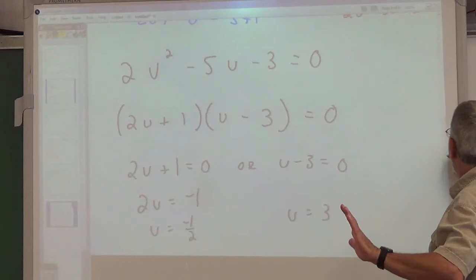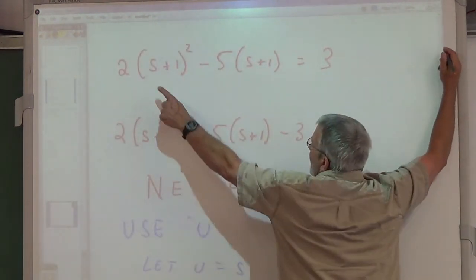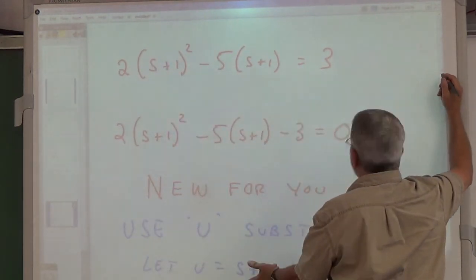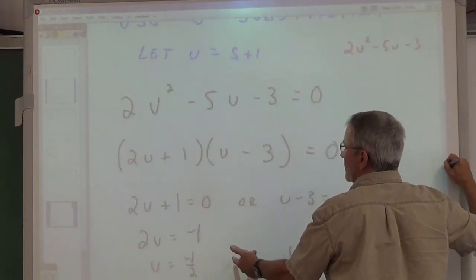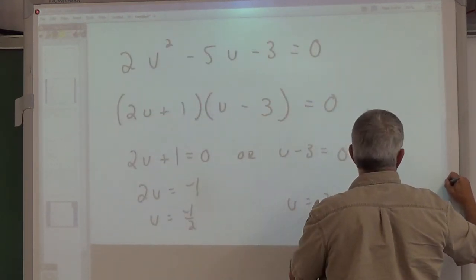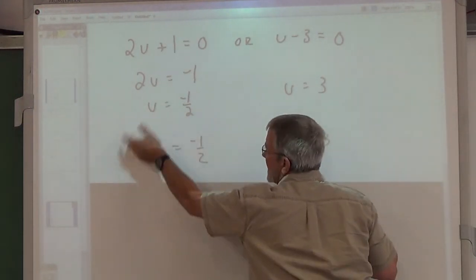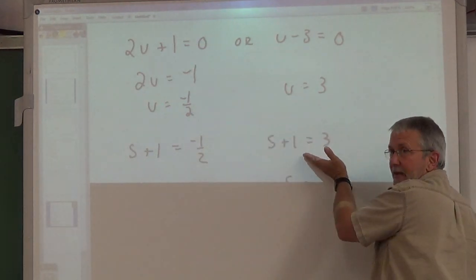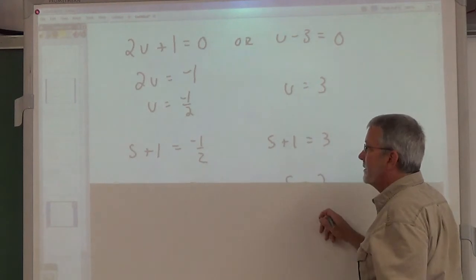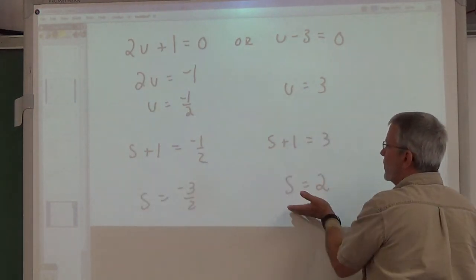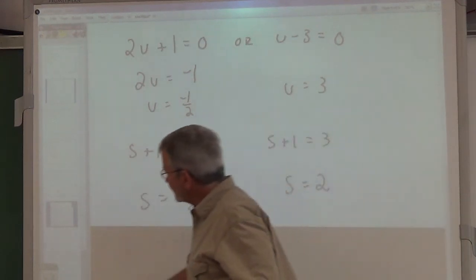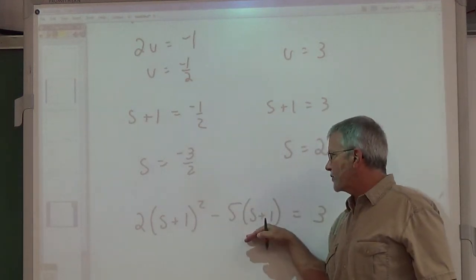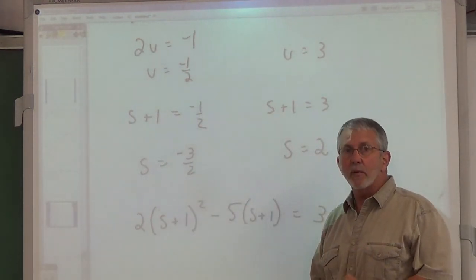What did I originally want? I originally wanted the solution to this equation. I wanted to know what s was. Well, I let u equal s plus 1. Now I know what u equals. u is -1/2 or u is 3. So what I'm going to do is, u is s plus 1 is equal to -1/2. Solve that. s plus 1 is equal to 3. Subtract 1. s is -3/2. Subtract 1. s is 2. And now I challenge you that this is the solution to this original equation. Put those guys in there and you're going to see that they work.